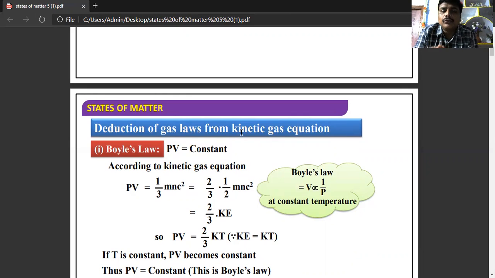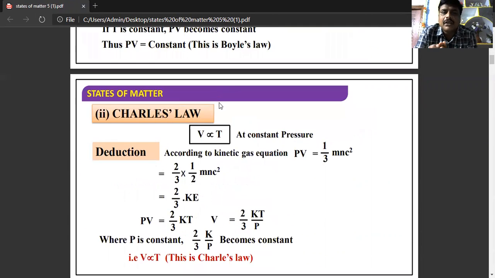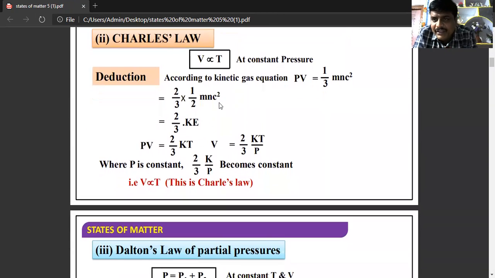According to this, KE is equal to KT. So PV is equal to 2 by 3 KE. Instead of KE, we are writing KT. So that is nothing but, temperature is constant, so PV becomes constant. So PV is equal to constant. That is Boyle's law. So we are deducing Boyle's law from the kinetic gas equation.